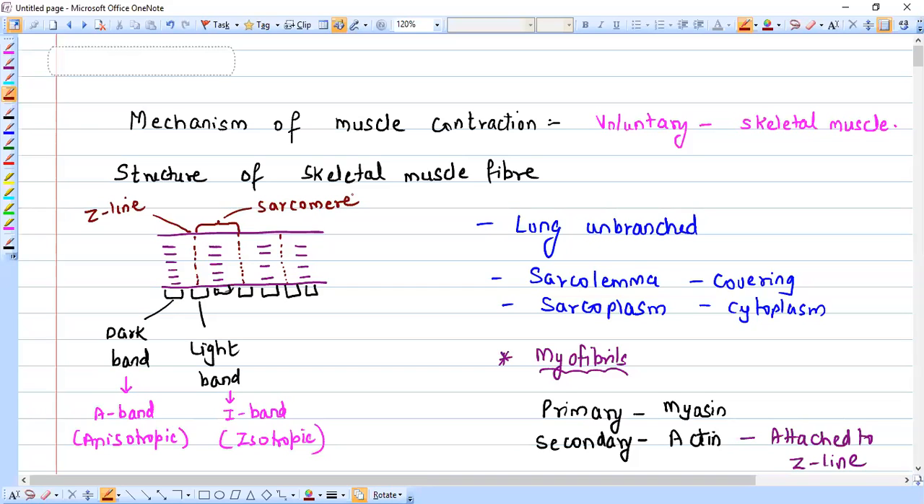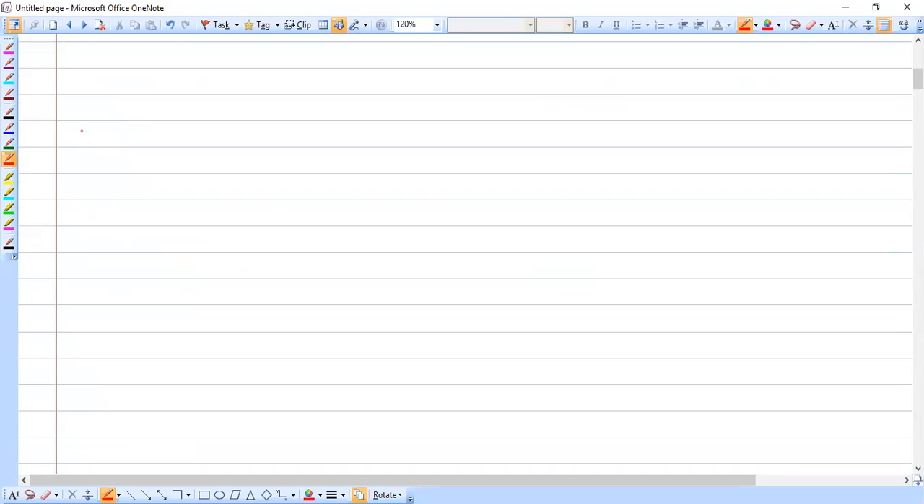Now let's see this structure. We are going to focus on it in detail, only one light band and one dark band. For that, we have to draw a line. So let us take it in this way. We draw this as the line. You can also call it the sarcolemma covering, and then we draw this line.